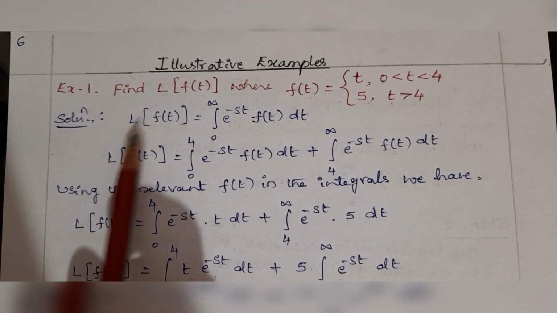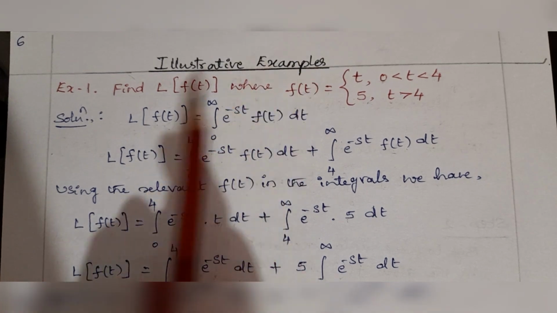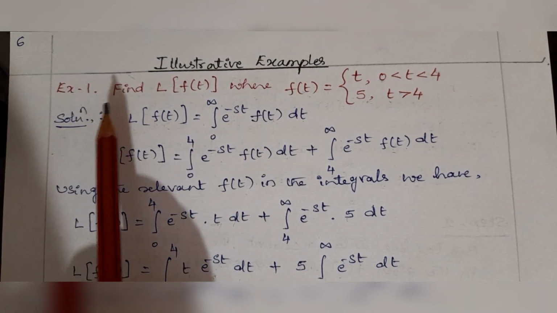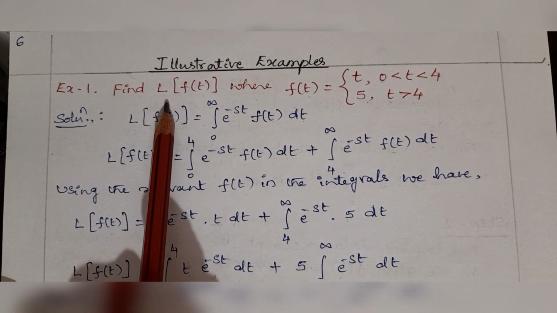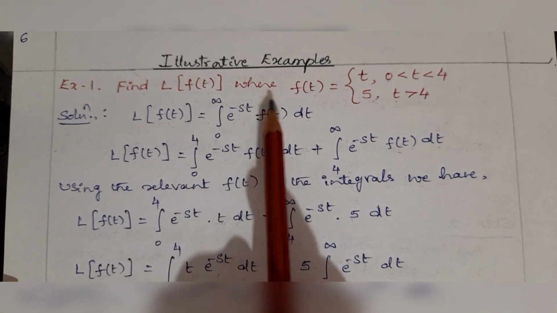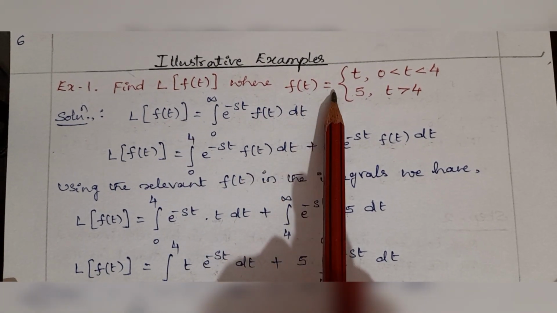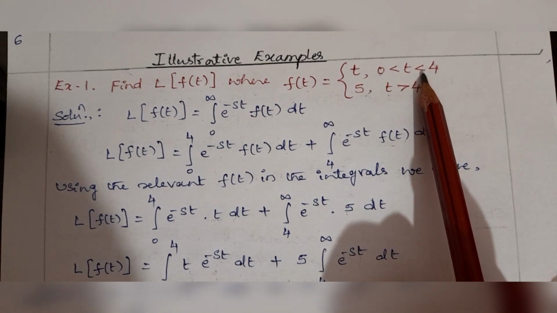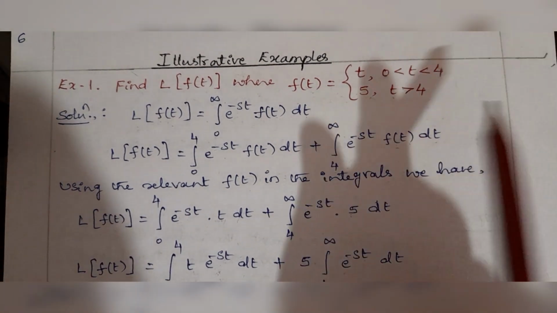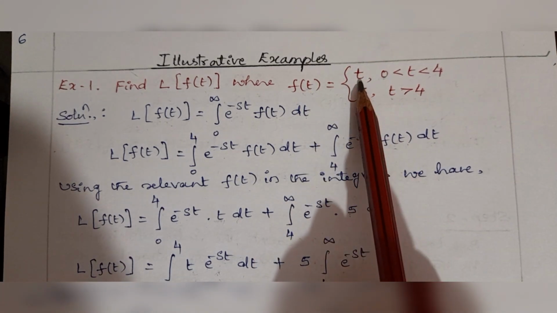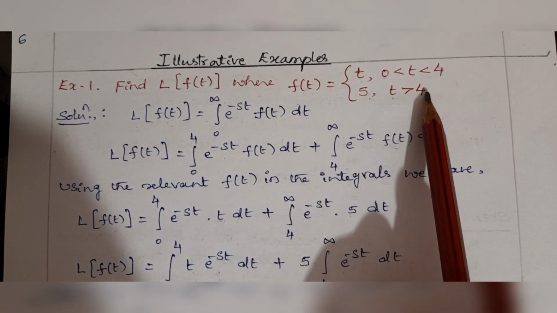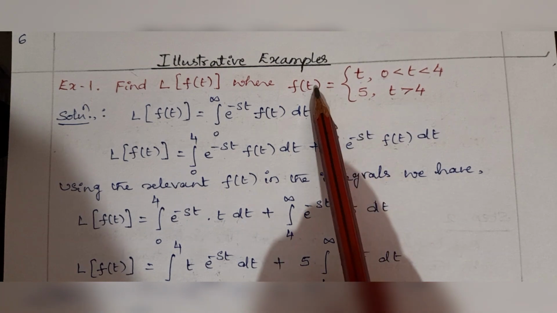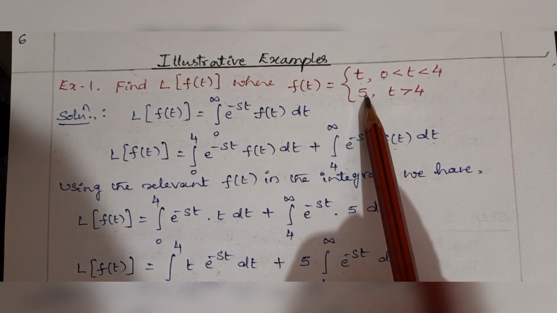Laplace transform illustrative examples. Example 1. Find the Laplace transform of f of t, where f of t is t when t varies from 0 to 4, and when t is greater than 4, f of t is 5.